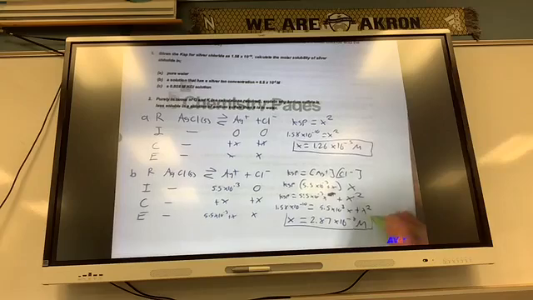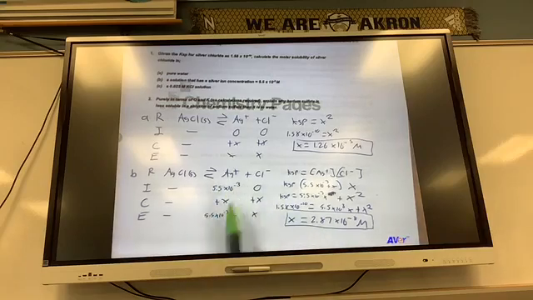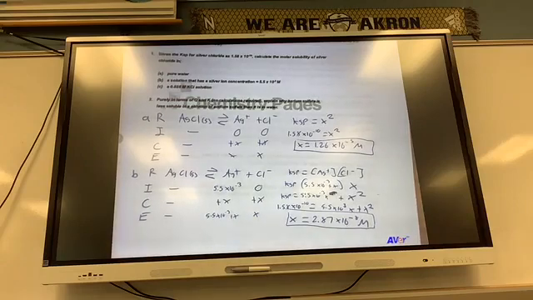So what just happened to my molar solubility? Did it go up or down? That makes sense, right? Because if I'm adding in product, which way is it going to shift? Back to the left. Correct. So your solubility is going to go down.